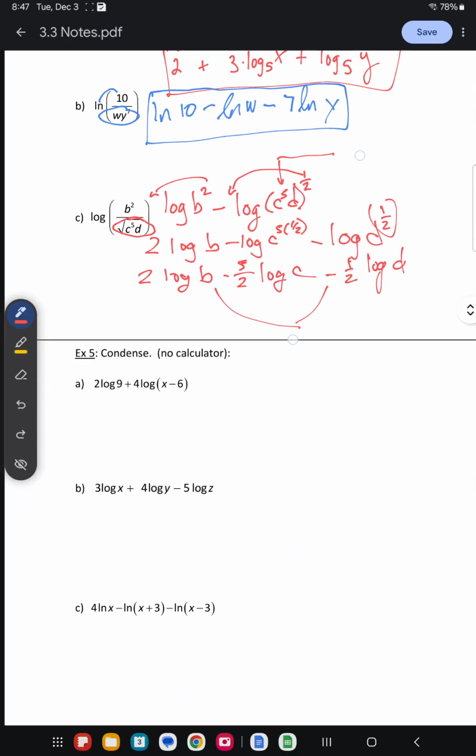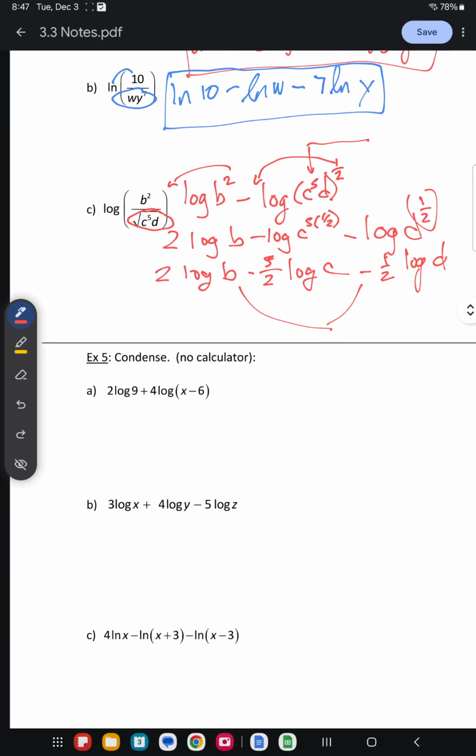Now, let's take a look at a couple condensing. Okay, a couple condensing here. So one thing we can look at is this is an a value, and so is this. And so if we had something like, let's try this, 2a plus 4a. Okay, what can we take out of this thing? We can take out a 2. So that's exactly what we're going to do in these logarithms here. So we're going to take out a 2, and then what's left over is log 9 plus 2 log x minus 6.